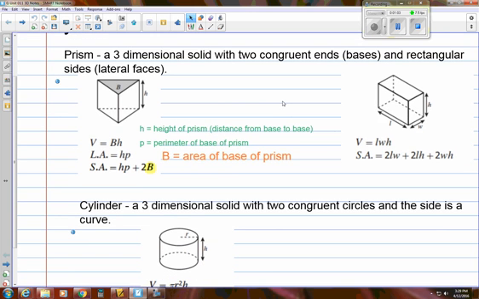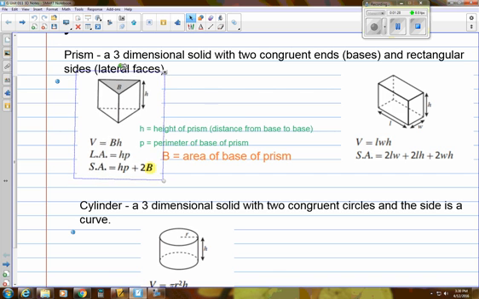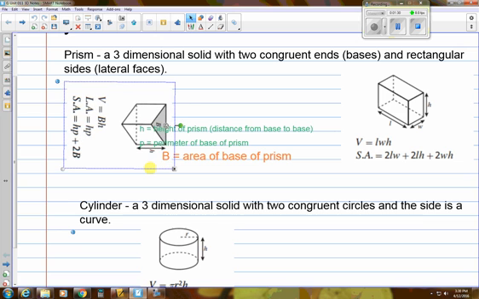So to find the lateral area of a prism, what that means is we're going to be finding the area of all of the lateral faces or all the sides, everything excluding the tops and the bottoms. The formula given on the formula sheet is HP, where H stands for the height of the prism, or in other words, the distance from base to base, because what you'll see sometimes is that a prism might be drawn like this, so it's sitting on its side instead of sitting on one of its bases.